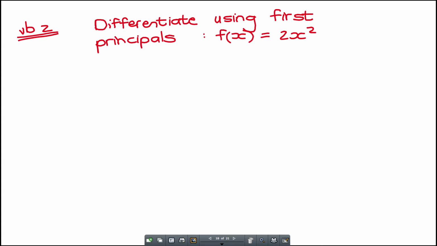Right, doen gou vir my. f(x) is equal to 2x squared.